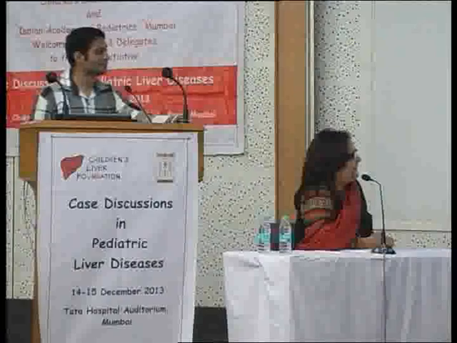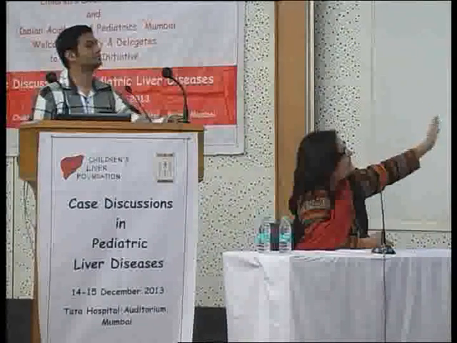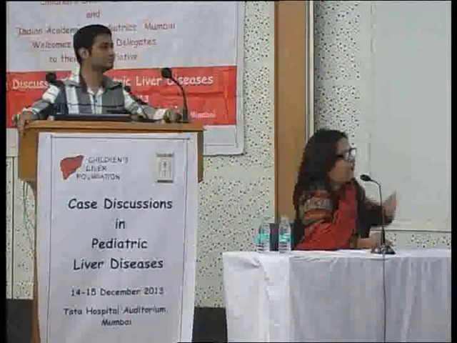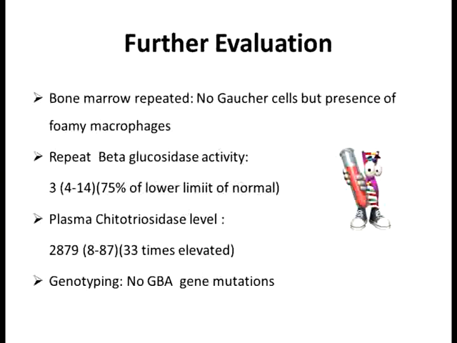So with all these things, they went back to the case again and went ahead with further evaluation. We repeated the bone marrow. Again it was not showing any Gaucher cells, but there were some foamy macrophages present. This was the foamy macrophage.